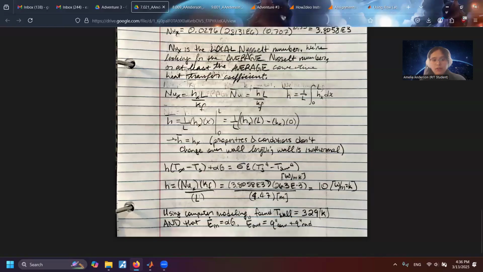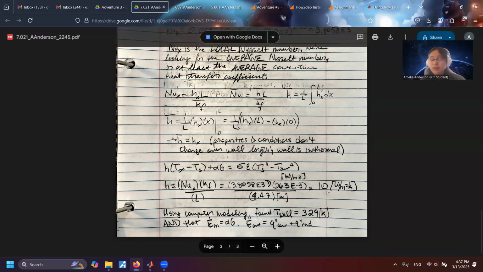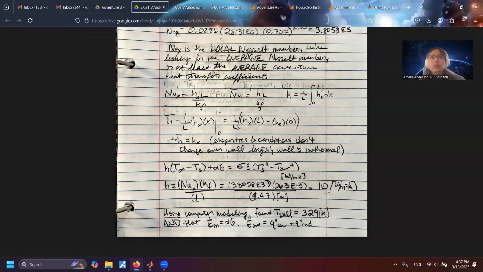From that, we can, again, make this assumption that if we calculate h from our Nusselt number, we get 10 watts per meter squared Kelvin, which for forced convection in a gas is a little bit low, but it's not that low. It's still ballpark realistic, so it could work. We can work at this.